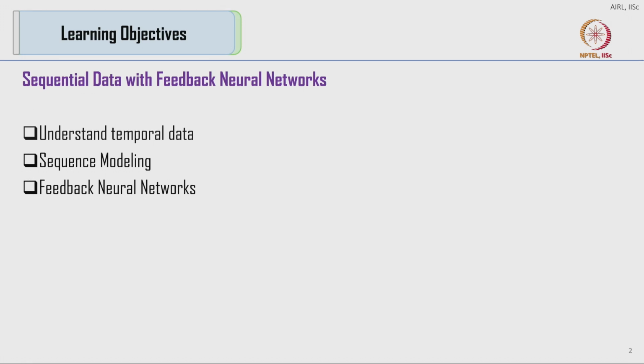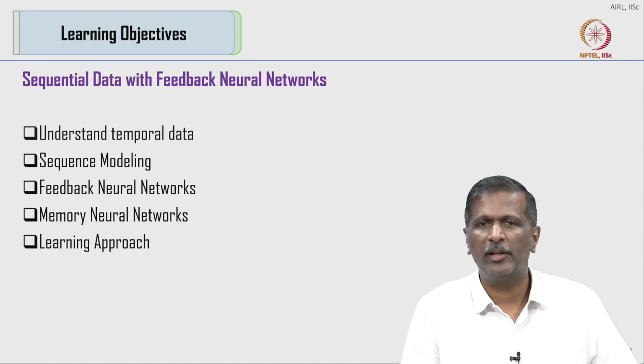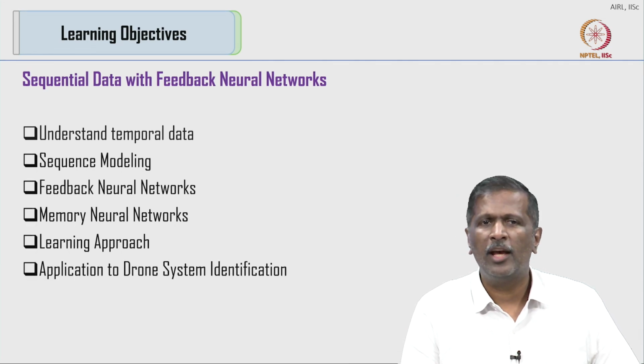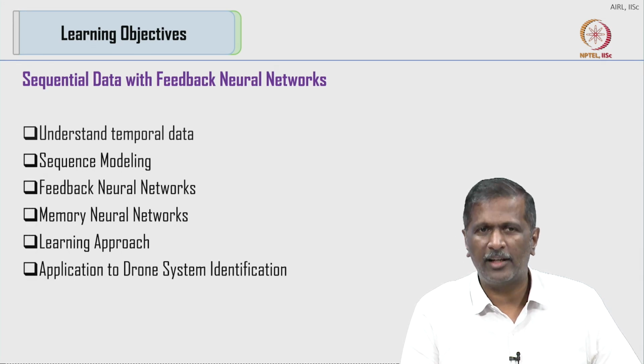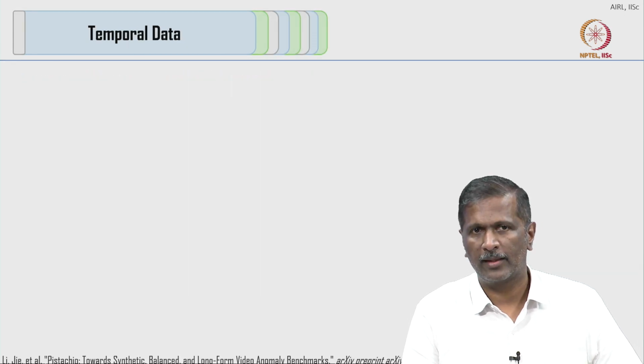What is a feedback? What are the issues associated with feedback neural networks? One such neural network is the memory neural network, and we will discuss the learning algorithms for a specific memory neural network in this lecture. Finally, we talk about how to use the recurrent neural network for system identification of the drone.